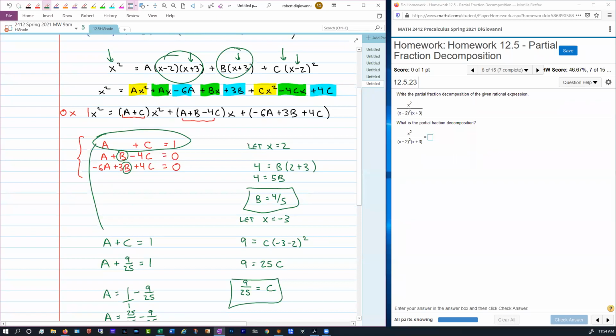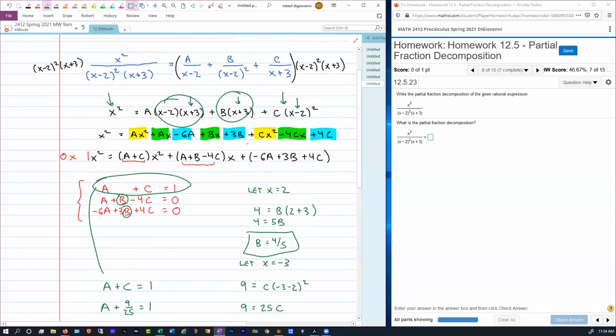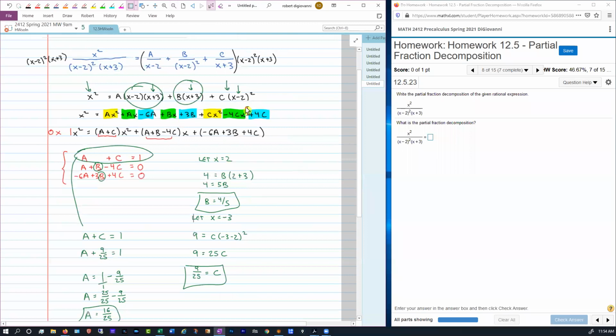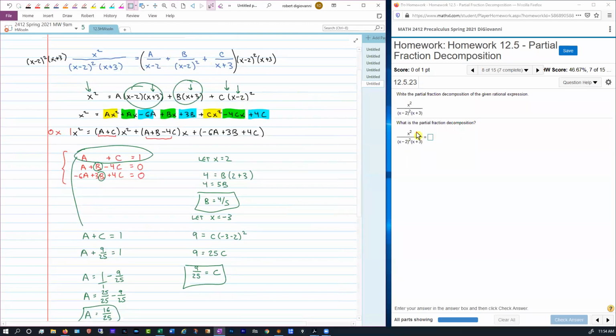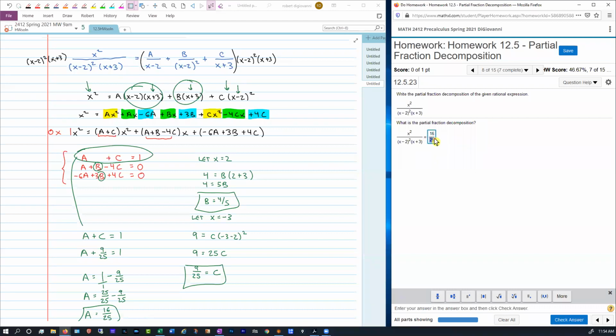All right, pretty bad, but that worked. Okay, so I think I'm gonna have to zoom out a little bit so I can see all this. Let me try and type this in. So I need A over X minus 2. So A was 16/25. But I need all of that. Let's see if this will do this. I need all of that over X minus 2 plus B, which is 4/5. So 4/5. But I need all of that.